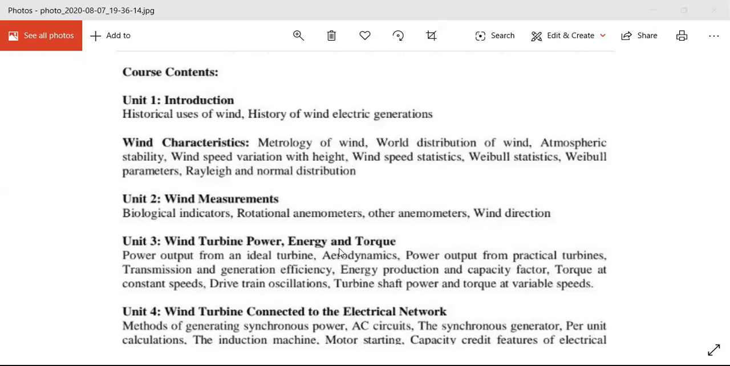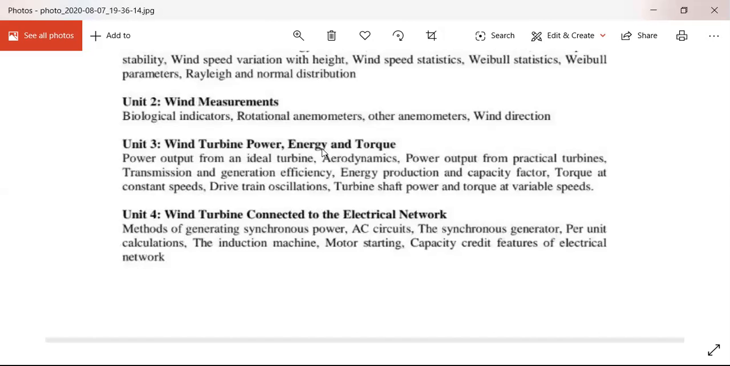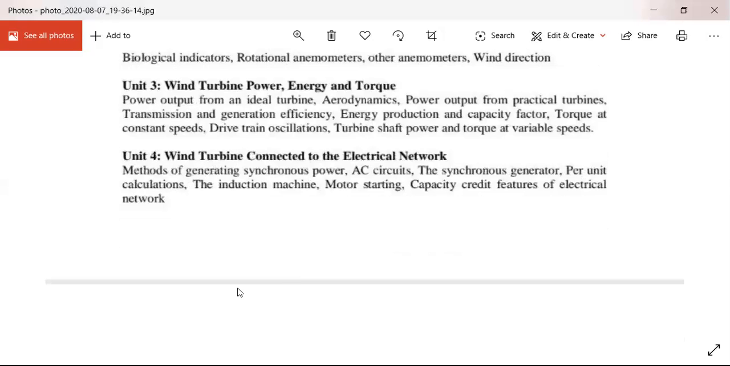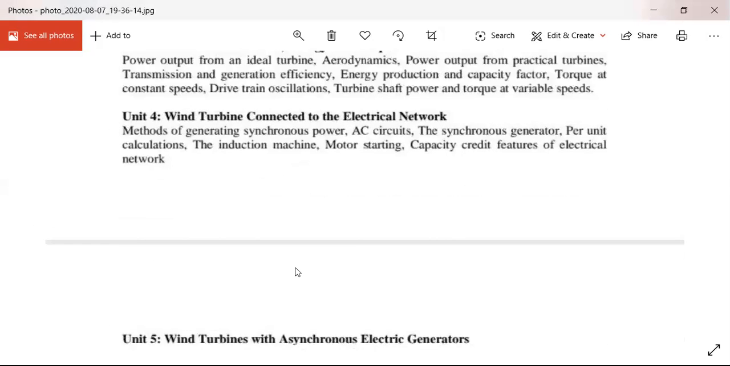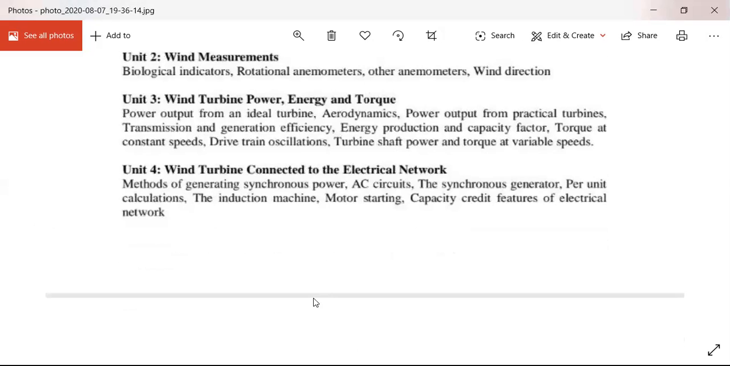Okay. In the third unit, we are going to learn about wind turbine power, energy, and torque. In this unit, we learn how power can be produced with the help of a wind turbine, the amount of energy required for the production of wind power, and what the torque and power relationship is in wind turbines. Okay. In the fourth unit, we learn how that power is connected with electrical networks after generation. So this topic is covered in your fourth unit.